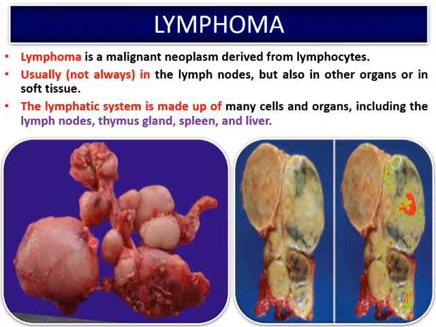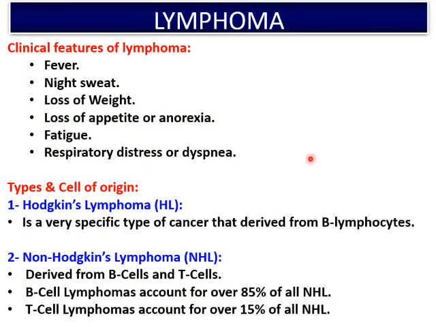We have in this figure a characteristic enlarged lymph node due to the presence of lymphoma. Clinical features of lymphoma include night fever, night sweat, loss of weight, and loss of appetite, as general features of any malignant tumor.